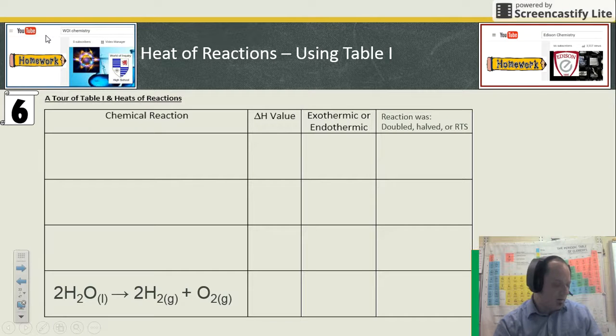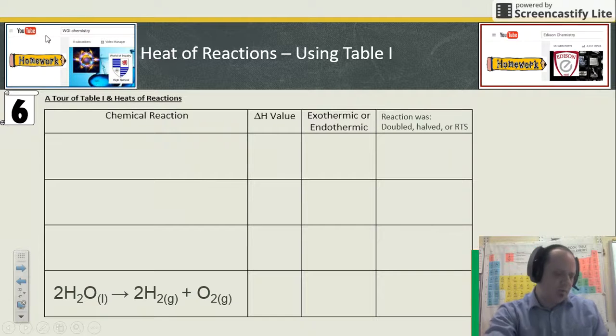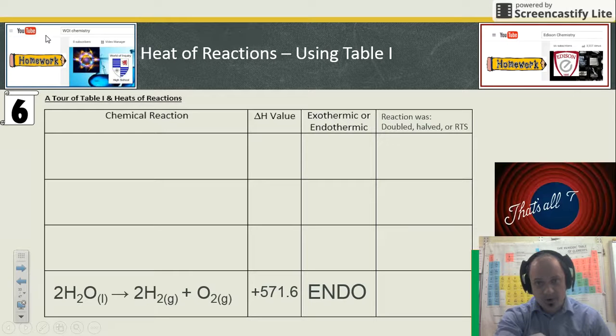Now the last one I flipped, okay? So you won't find this reaction on table I because you'll find its reverse on table I. 2H2O, liquid, becoming 2H2 and 1O2. It says it's negative 571 on the chart, but remember, I flipped the reaction, so we're going to flip the sign, positive 571. That means that this is endothermic now. So the reaction was flipped. It wasn't doubled, it wasn't halved, it wasn't remaining the same, it was literally flipped. That's what you would write there.